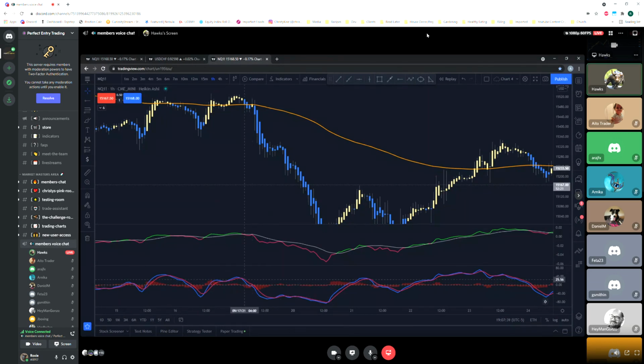But in terms of divergences, I strictly just use the blue band on my TSI. I go off of the blue band on the TSI. Let's see if we can spot one right here. See, this one right here was a nice divergence going down.